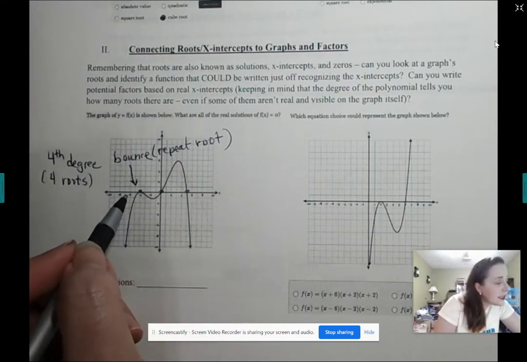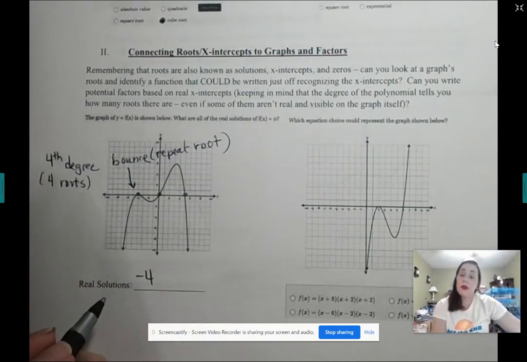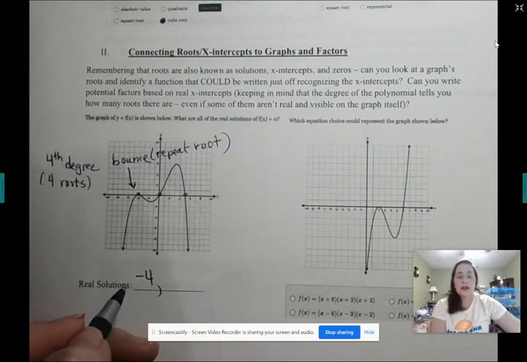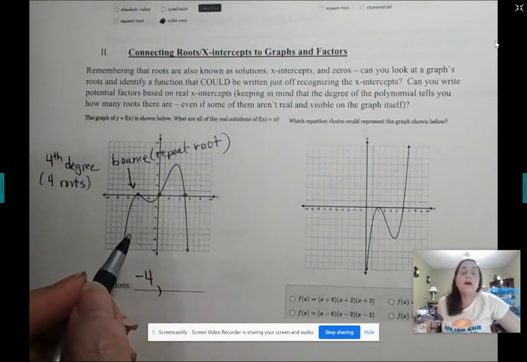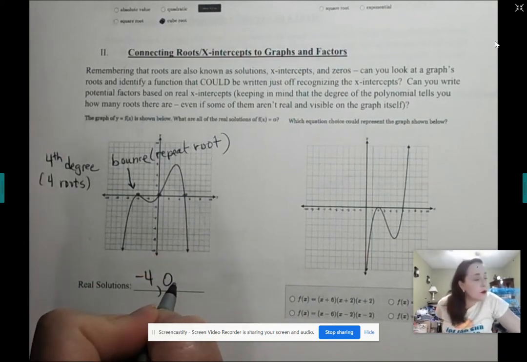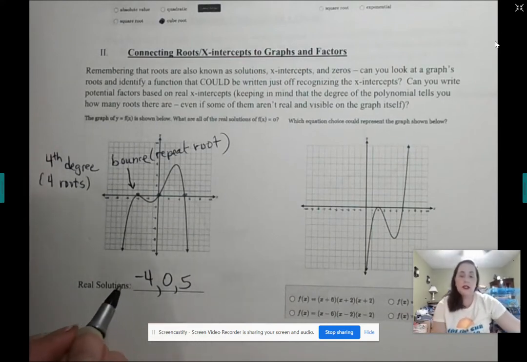So this value right here, which I believe is -4, happens twice. Remember, that's called multiplicity. We don't need to write it twice, but it definitely accounts for 2 of the 4 roots. It crosses through 0 and it crosses through 5. And so these would be my real solutions.